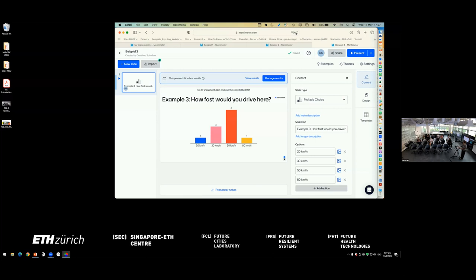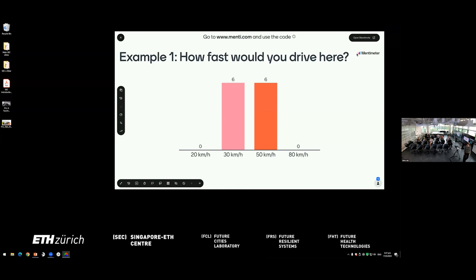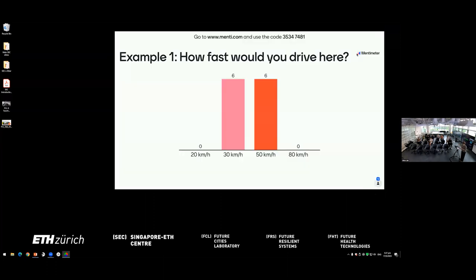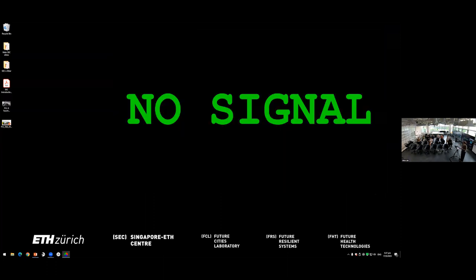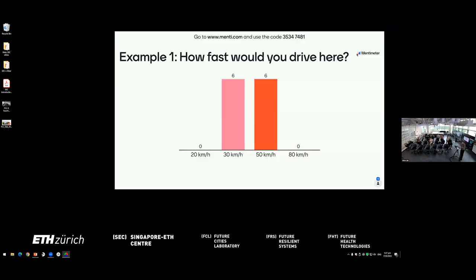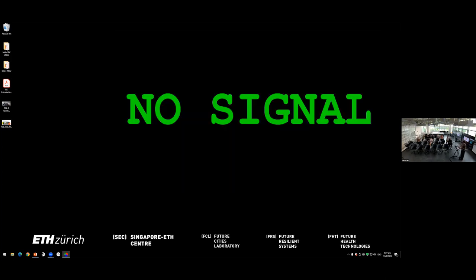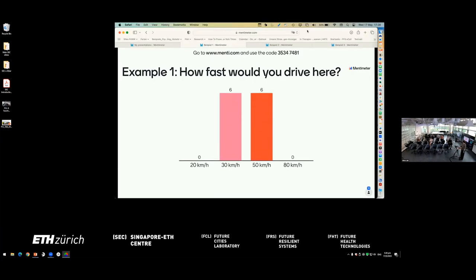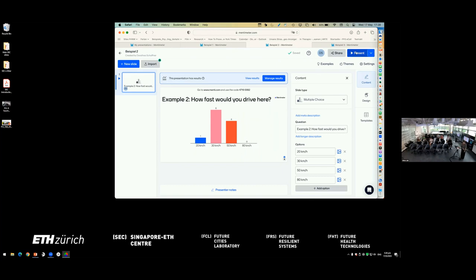So here we already heard the first example presented. Remember, it's been a very bland street. And interestingly enough, we have half of the people who would go for 50 kilometers per hour, and about half for 30 kilometers per hour. It looks pretty different here. It looks like it's working better.